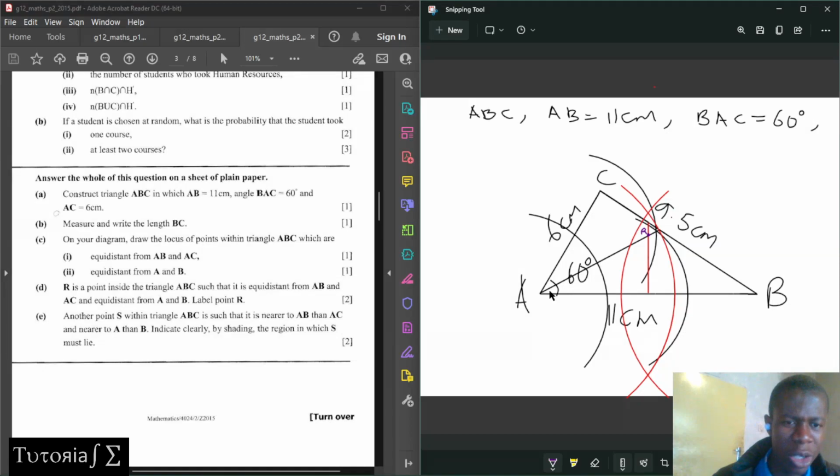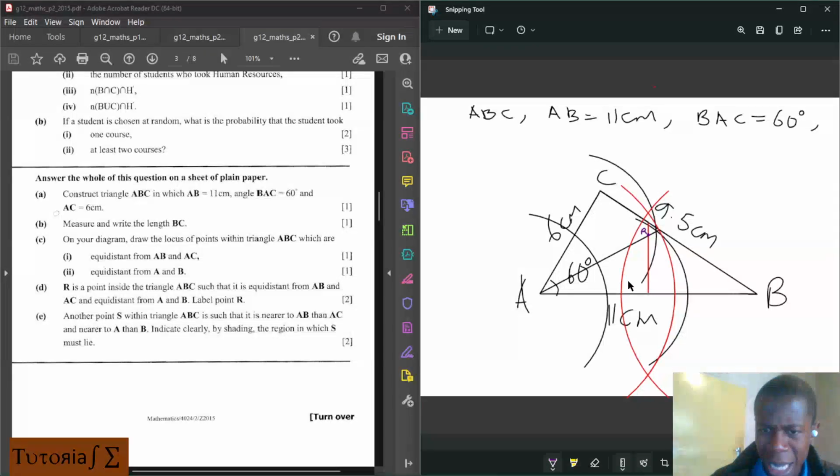So it's nearer to AB than AC, and nearer to A than B. Remember, this is the line that separates A and B. So if it is nearer to A than B, it shouldn't be above this line, but it should be below this line. Nearer to B, indicate clearly by shading the region in which S must lie. So we see that S should be within this triangle right here.